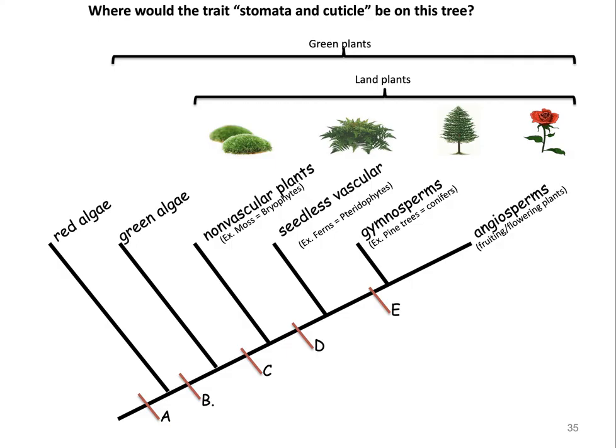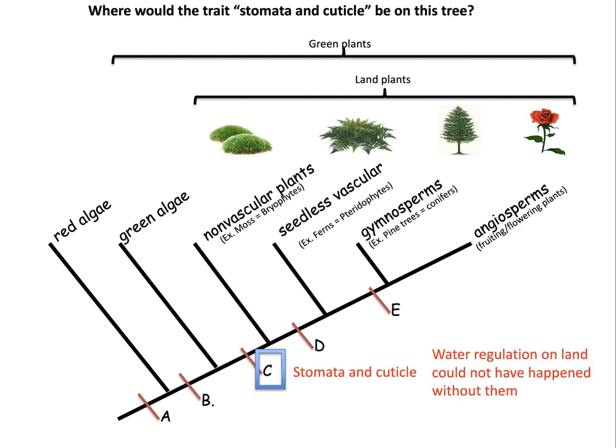Okay, so where would stomata and cuticle go on this tree? At which point, A, B, C, D, or E? All right. If you said C, you are right. Stomata and cuticle are something that all land plants have. Those adaptations are unique to the land plants, and those adaptations help the land plants move onto land. So they help them deal with this sort of evaporative water loss. These are very important adaptations that allowed plants to move onto land.